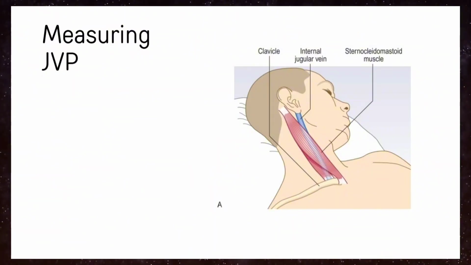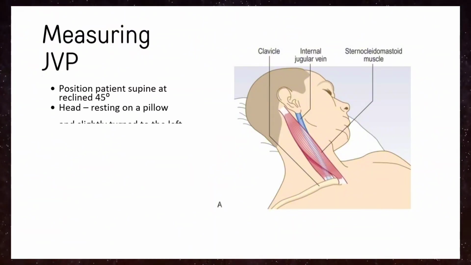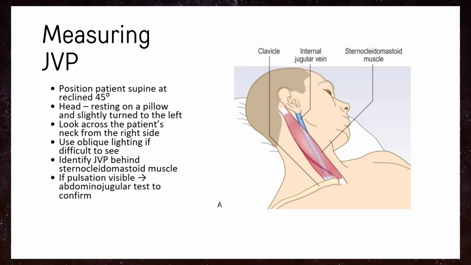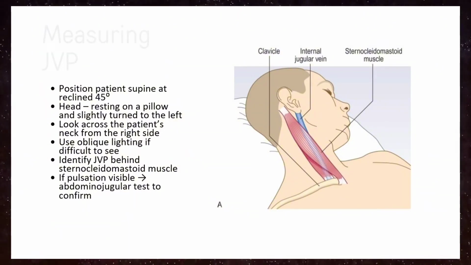When measuring JVP, we have to position the patient supine, reclined at 45 degrees. The head should be resting on a pillow and slightly turned to the left. Approach the patient from the right side and look across their neck. The JVP should be visible. If there is difficulty in seeing, use a torch and illuminate the neck in an oblique direction. You should find the JVP behind the sternocleidomastoid muscle. You can confirm whether it is the JVP by applying a slight pressure on the abdomen, which increases the pulsation.